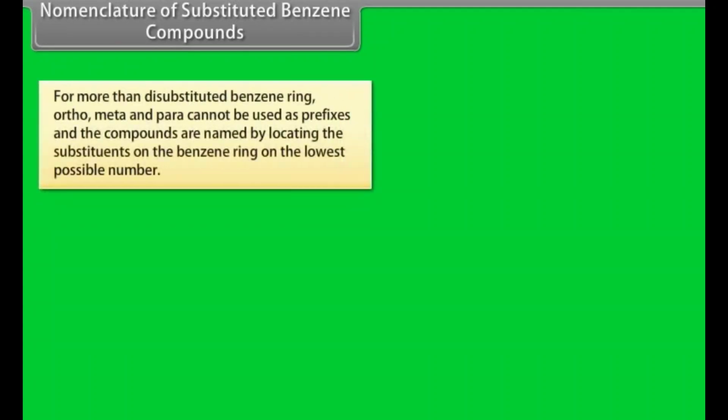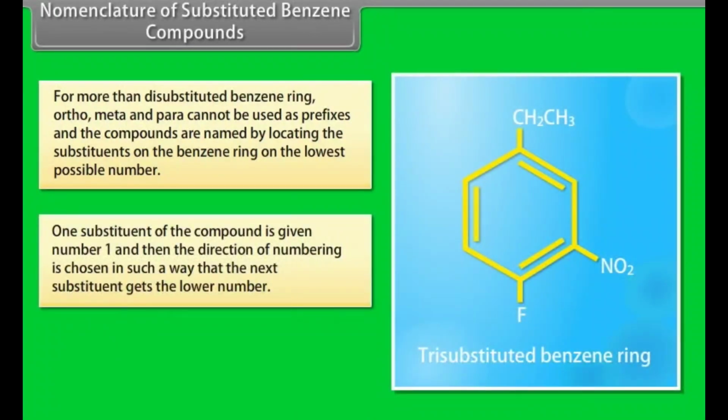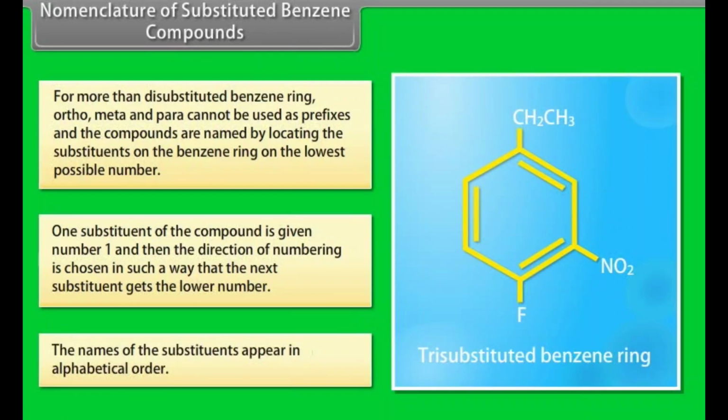Nomenclature of substituted benzene compounds. For more than di-substituted benzene ring, ortho, meta and para cannot be used as prefixes, and the compounds are named by locating the substituents on the benzene ring on the lowest possible number. One substituent of the compound is given number 1, and then the direction of numbering is chosen in such a way that the next substituent gets the lower number. The names of the substituents appear in alphabetical order.